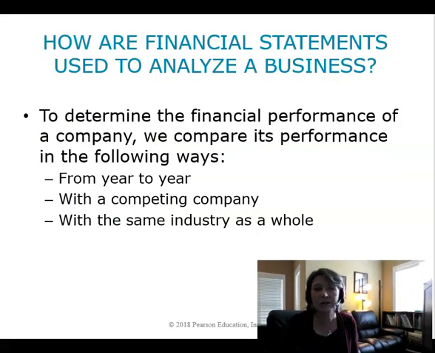All right, so to determine the financial performance of a company, we can compare its performance in several different ways. The first way is to look at it from year to year. In other words, did we make more net income, for example, last year than this? That's comparing year to year. The next one is to compare it to a competing company. How did Walmart do compared to Target? And then the other way is to look at the industry as a whole. How did Walmart do compared to all of the retailers in their industry?